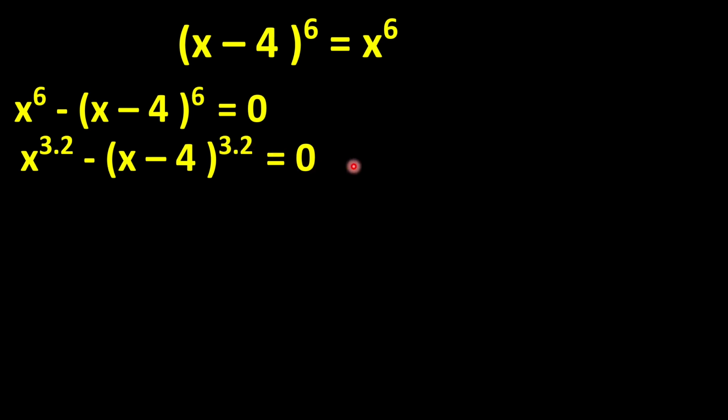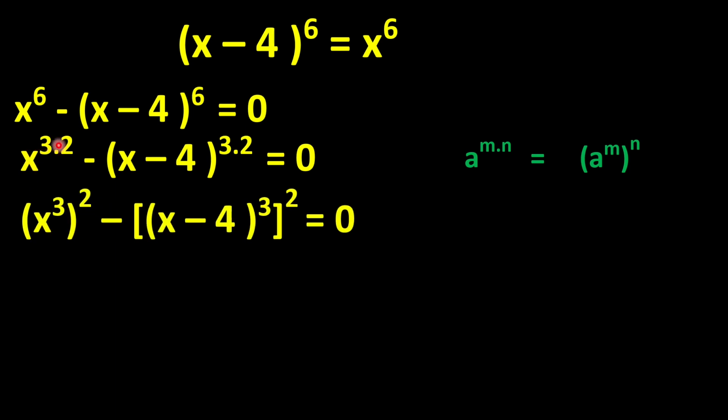And now according to the exponent rule, as we know that a power m into n equal to (a power m) all power n, this is the exponent rule. So we will shift this part of the question in this type. So we can write this x power 3 into 2 as (x cube) all squared, and similarly ((x minus 4) cube) all squared, which is equal to 0.